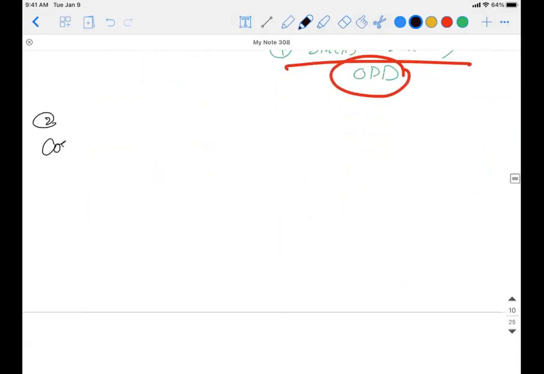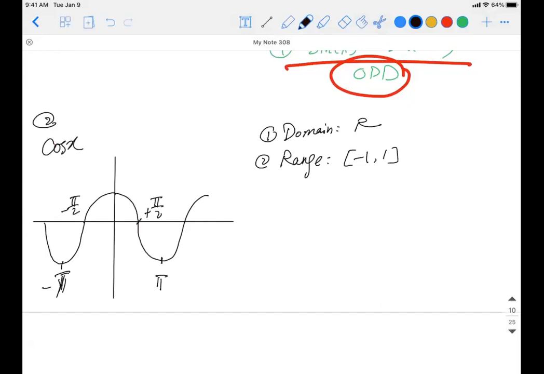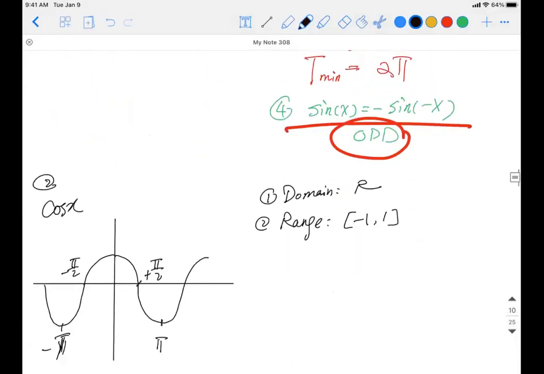Number 2, cosine x. Cosine x goes like this. All right, this is your cosine x. This is pi over 2, minus pi. So what are the basic properties for cosine x? Domain belongs to R. Range, -1 to +1. The third one is increasing, decreasing.